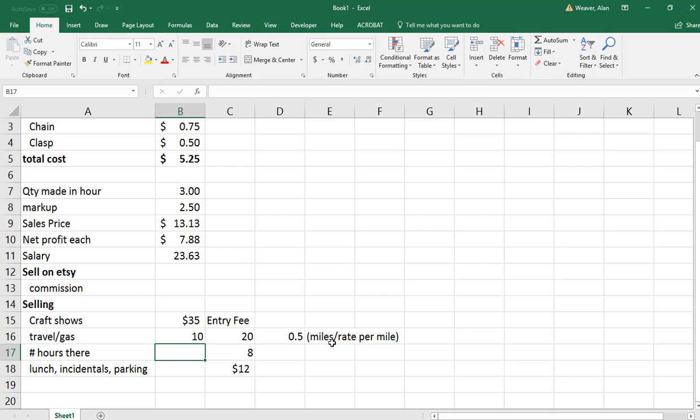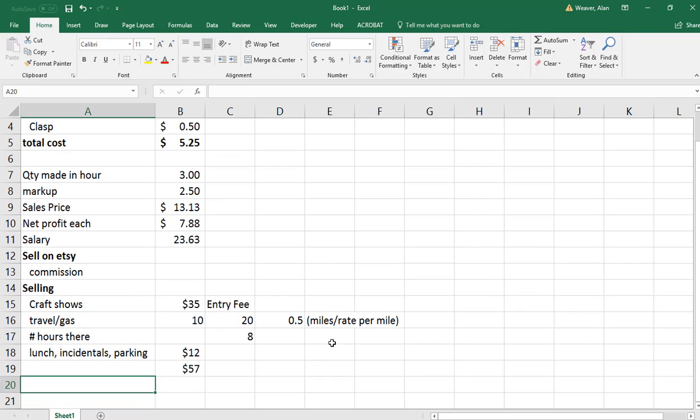So it's going to cost you $10 for gas there. You're there 8 hours, that's your time here. And then I'm just going to put the $12 over here, add that up, and that's what it's cost you just to get there. Then you don't know how many you're going to sell. You could sell total sales units.